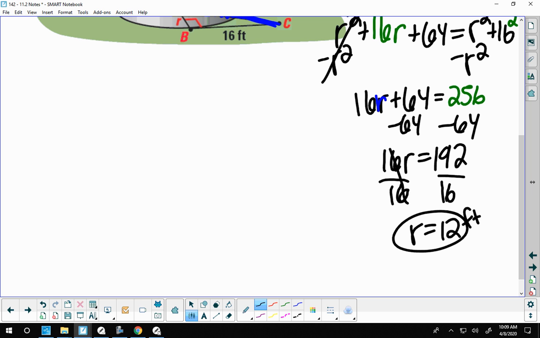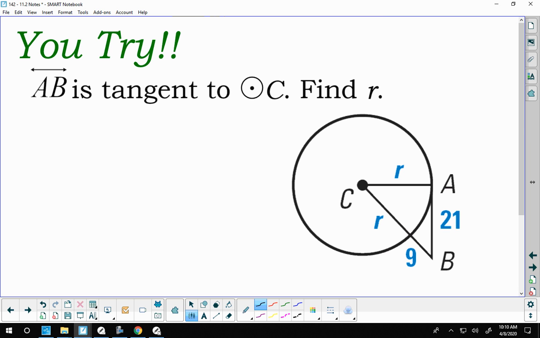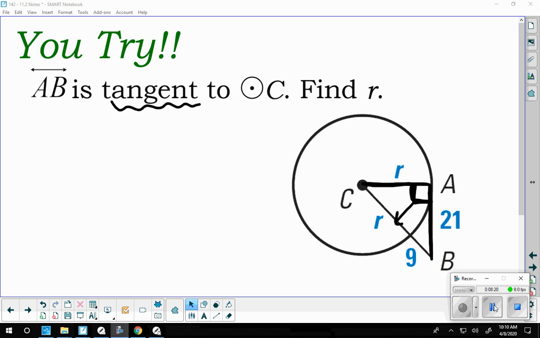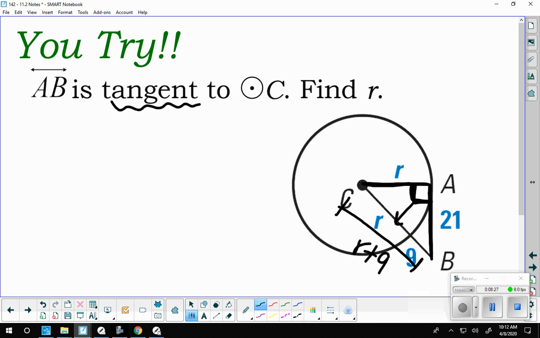All right, these are by far the hardest problems of this section. So I'll do another one with you guys. Because line AB is tangent, we know that the radius and the tangent line AB make a 90-degree angle. Okay, here's my tangent and here's the radius. So that's where the 90-degree angle is. So across from the 90-degree angle is my hypotenuse. So my hypotenuse here is from C to B, which is r plus 9.